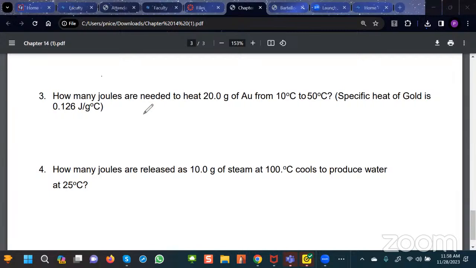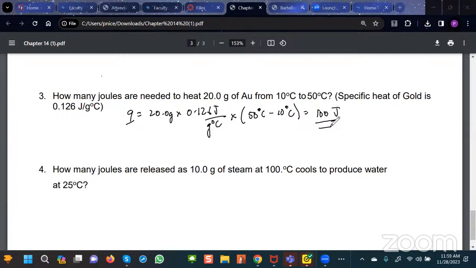In this case, Q would be equal to the mass, which is 20.0 grams, times the specific heat, which is 0.126 joules per gram degrees Celsius, times the temperature change, which is 50 degrees Celsius minus 10 degrees Celsius. And what does that give? So 50 minus 10, that's 40, times 0.126, times 20. And again, this should be 1 sig fig, so that's 100 joules according to my calculation. All right. So those two are relatively easy.